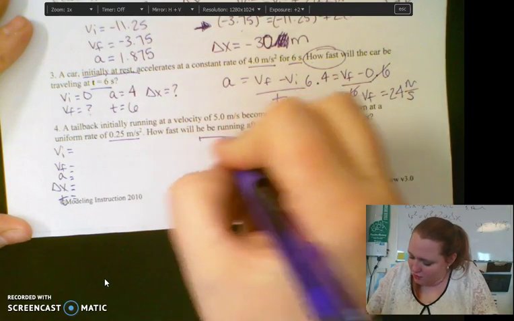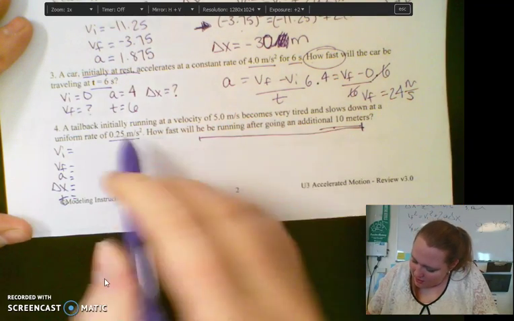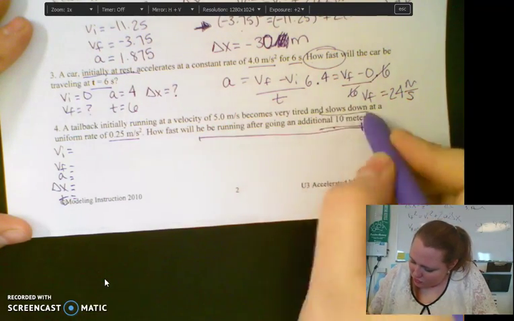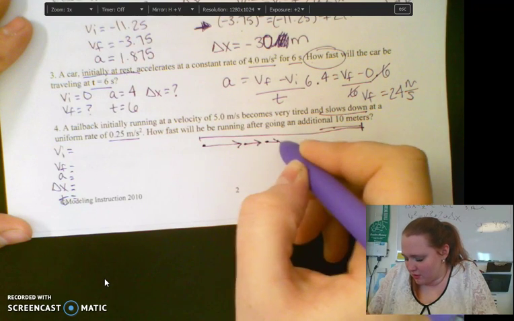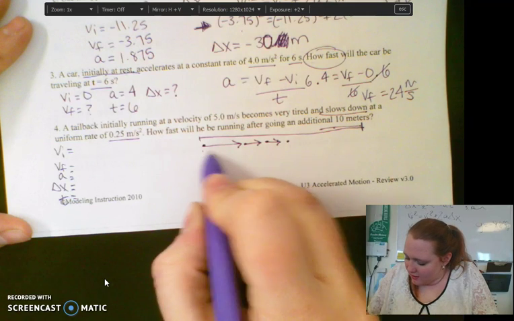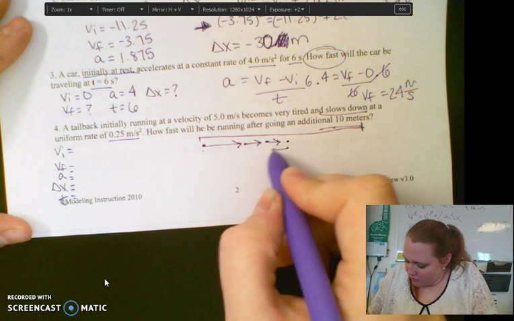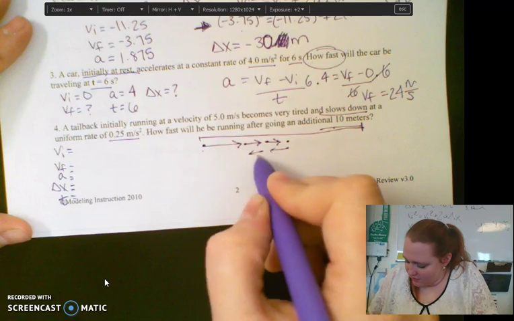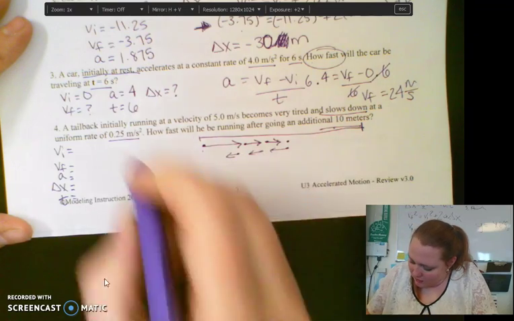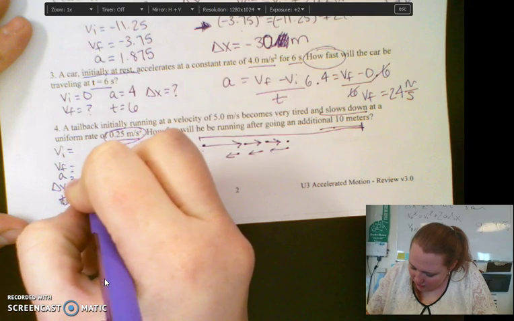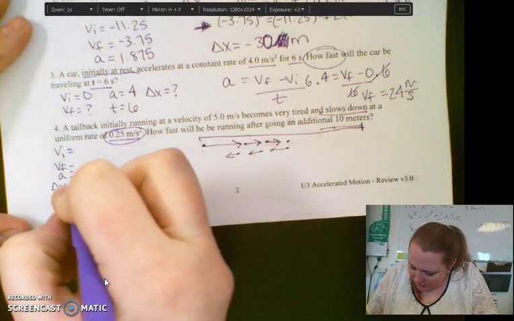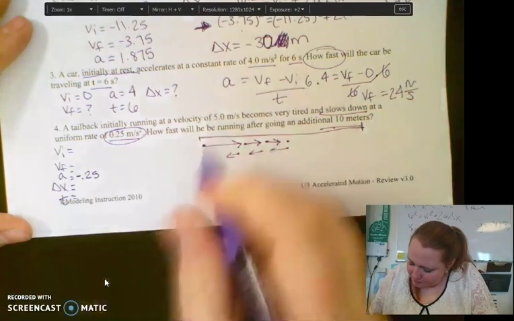So if I were to draw a motion map for this, it says we're slowing down. So I can assume that I'm slowing down to the right. Because I'm slowing to the right, my acceleration has to be to the left. It has to be negative. So even though it gives me this acceleration of 0.25 meters per second squared, I need to make that negative.